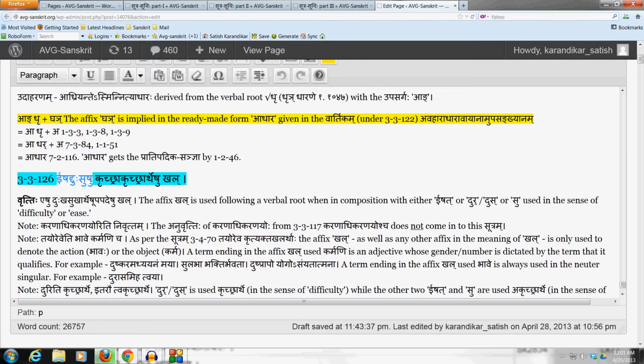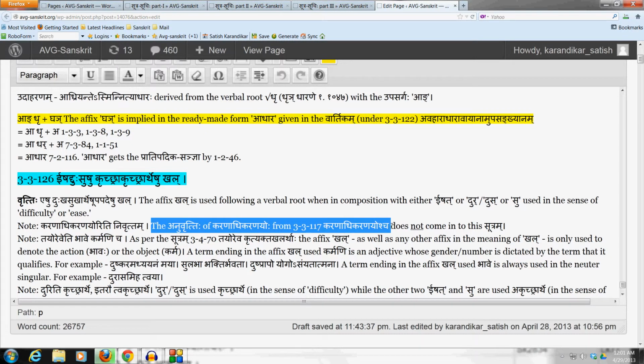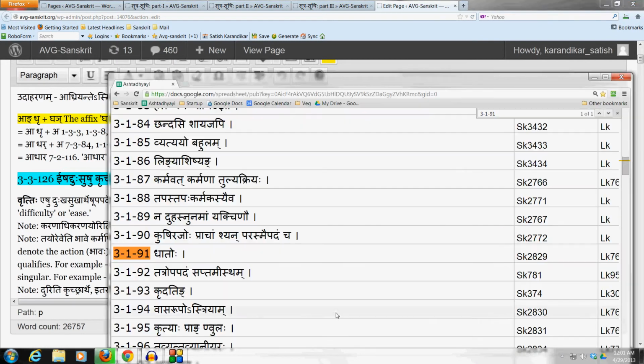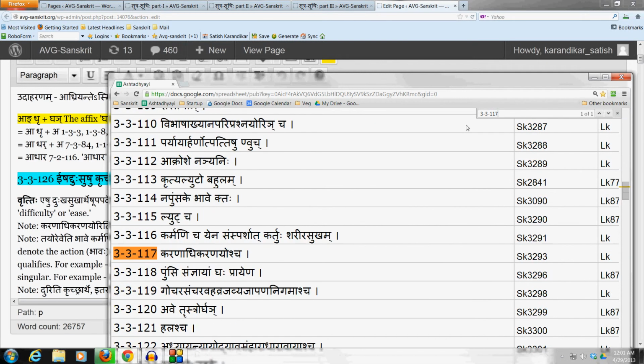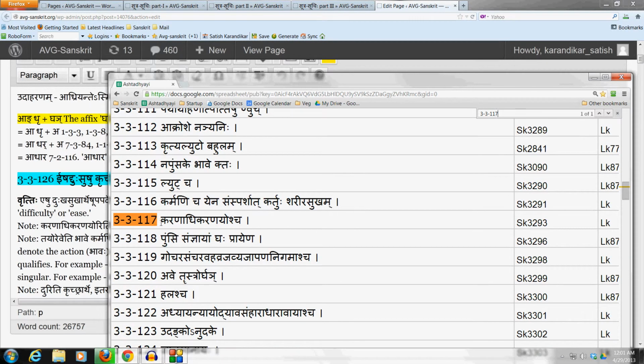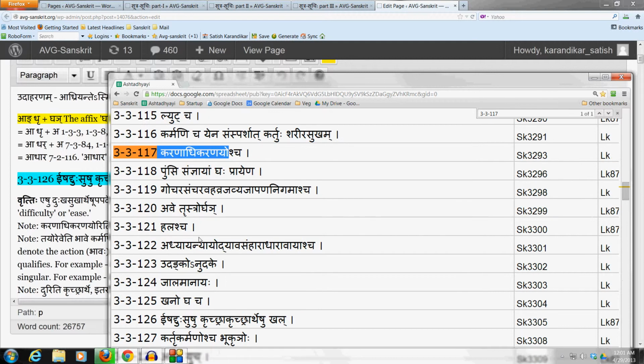First one is that Karanadhikaranayoriti Nivrittam, which means that the anuvritti of Karanadhikaranayoho, which starts from 3-3-117 Karanadhikaranayoshcha, only goes down to 3-3-125. It does not come into the Sutram 3-3-126. Hence the Siddhanta Kaumudi says Karanadhikaranayoho iti Nivrittam.